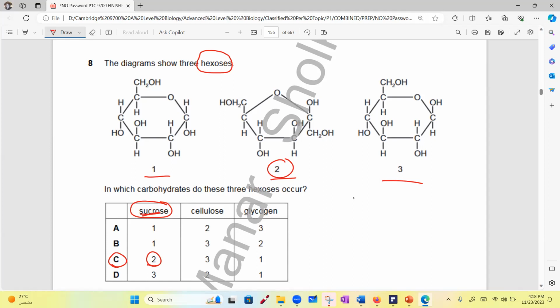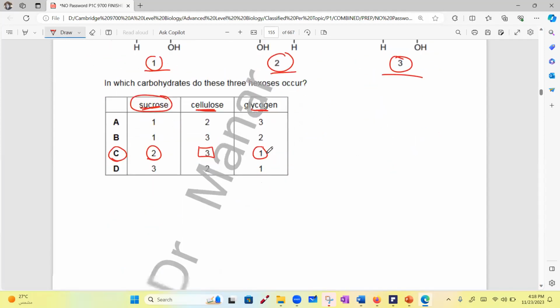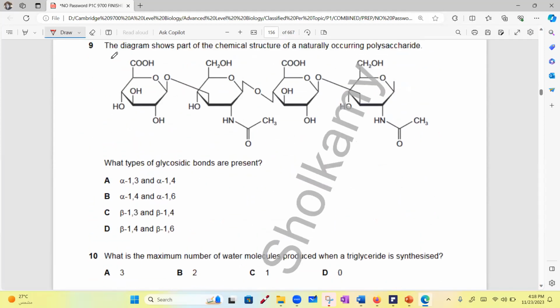If you want to check, cellulose should contain beta glucose. Is number 3 a beta glucose? Look at carbon number 1. Yes, the hydrogen is below the ring. Glycogen is only a polymer made up of what? Alpha glucose. So 1 should be an alpha glucose. Look at 1. Is it an alpha glucose? Go to carbon number 1, hydrogen above the ring. Yes. So the answer is definitely C. No other answer. Okay. Now, the diagram shows part of the chemical structure of a naturally occurring polysaccharide.